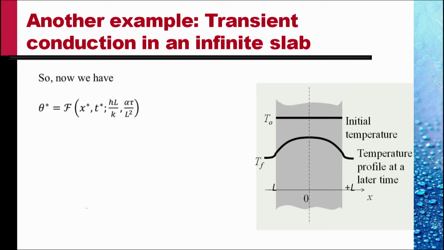And therefore, the problem now reduces to theta star is a function of x star and t star, the normalized independent variables, and the 2 pi numbers HL by K and alpha tau by L squared. From the original list of 5 parameters, now we need to match only 2 parameters to obtain similarity.